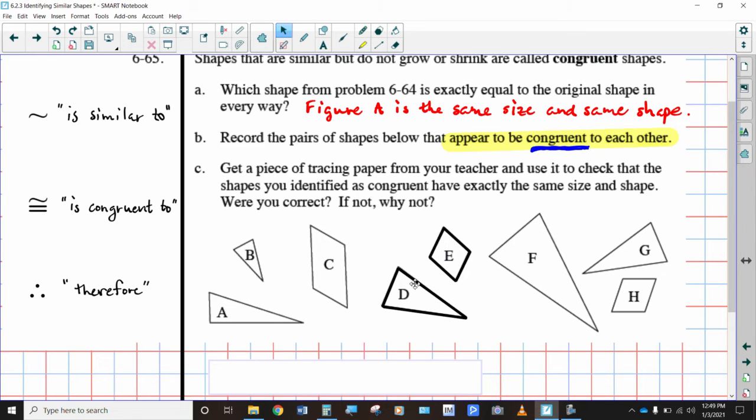D does look like it might have a matching partner in G. So I've gone ahead and traced over that, and now I'm going to rotate this and see if it will go completely over top, and it does. So we can make a statement that figure D is congruent to figure G. We just had to reorient the triangle.